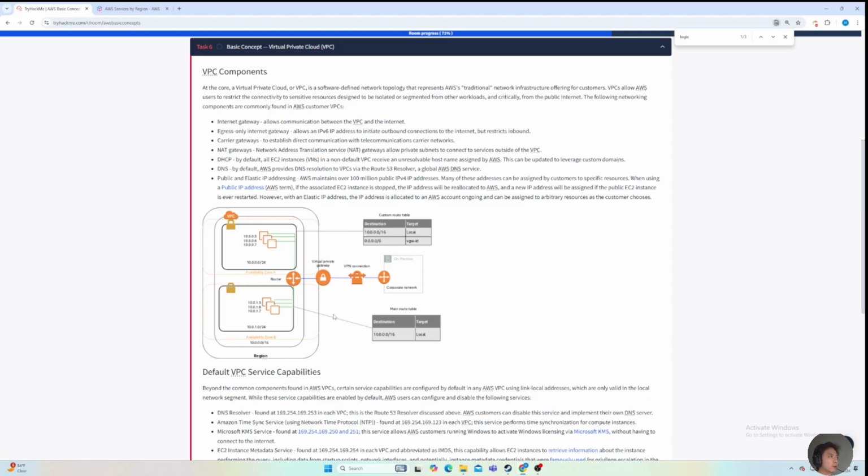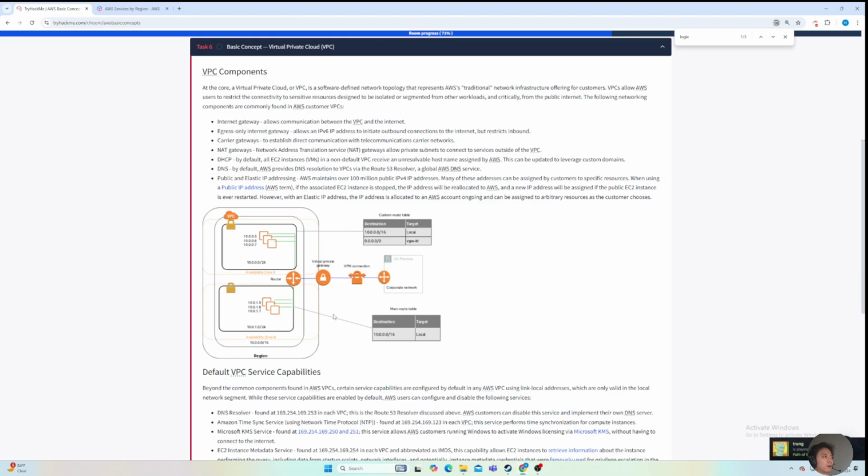The following network components are commonly found in AWS customer VPCs. Internet gateway, allows communication between the VPC and the internet. Egress-only internet gateway, allows an IPv6 address to initiate outbound connections to the internet but restricts inbound. Carrier gateway, to establish direct communication with telecommunications carrier networks. NAT gateway, a network address translation service gateway that allows private subnets to connect to services outside of the VPC.